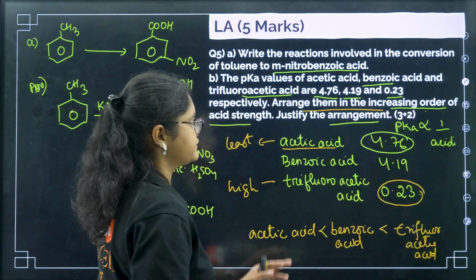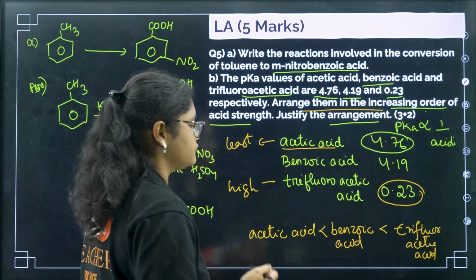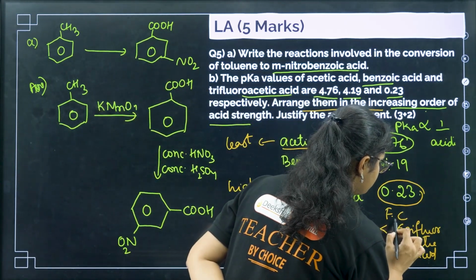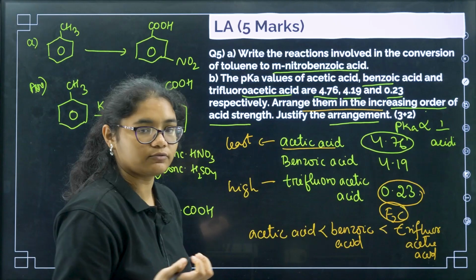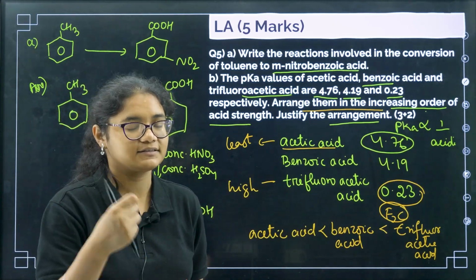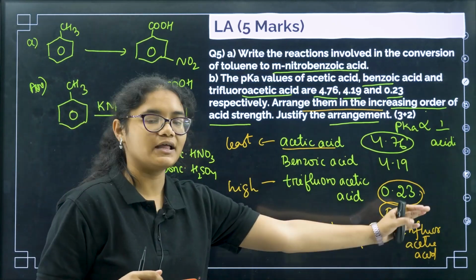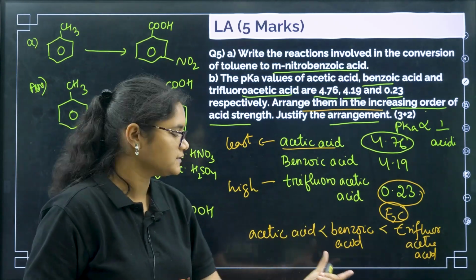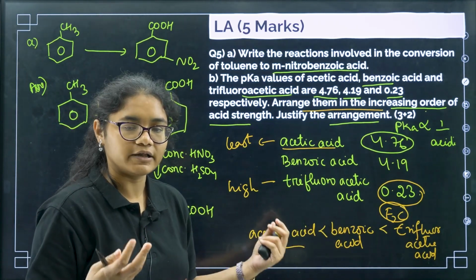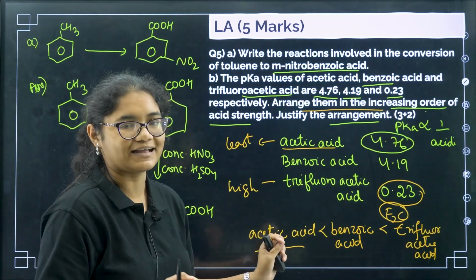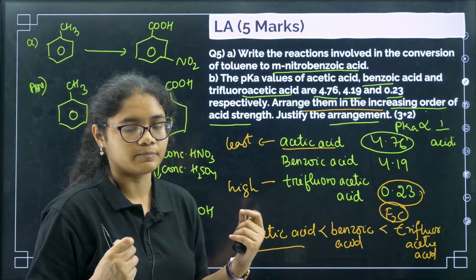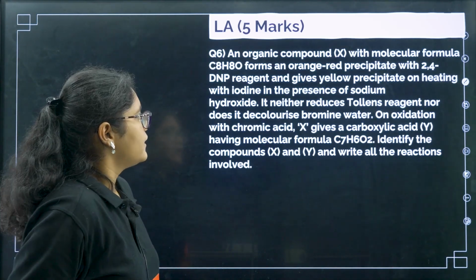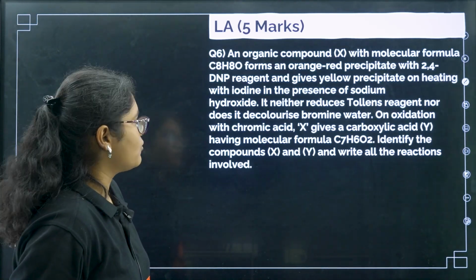So this is the first thing done. Now justify the arrangement. For justification you can write down: because it has a trifluoro group, CF3, which is a very good electron withdrawing group, it stabilizes the conjugate base, so that is having the highest acidity. Next, benzoic acid is stable because of resonance, and here there is no electron withdrawing group, so acetic acid is the least acidic compound.